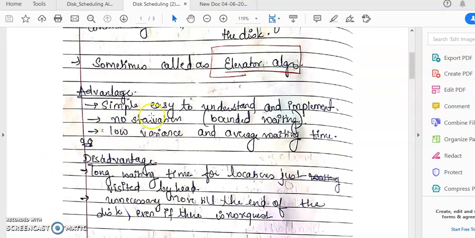So it is simple, easy to understand and implement. There is no starvation, and bounded waiting is there. That is, everyone is going to get a turn, it is a fair chance, so that is bounded waiting. As we have seen, there was a lot of variance in SSTF, but here there is low variance in average waiting time.